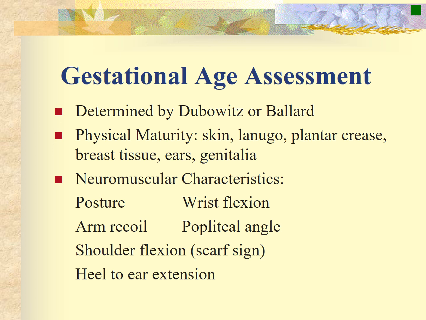Neuromuscular, they check, these are fun to do, so hopefully you'll have a chance to do these sometime. The posture of the baby, arm recoil, pull the arms down, they should ping right back up. Maybe not real quick, but they should go back up. Wrist flexion, you take your third finger and try to put the tip of your third finger on the inside of your wrist. You can't do it, but in a full-term newborn, you can put that finger on their wrist from the inside. It bends right over, right? You just flop it right over.